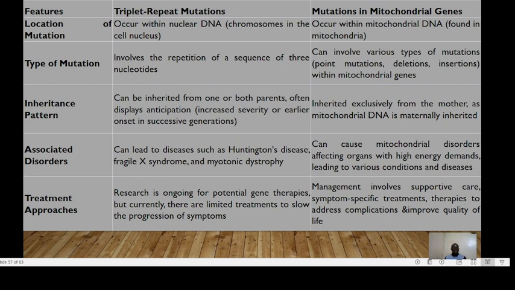For the treatment approaches, triplet repeat mutation, we have research that is underway for potential gene therapies, but currently there is limited treatment to slow the progression of these symptoms. For the mutations in mitochondrial genes, management involves supportive care, symptom-specific treatment, therapies to address complications and improve the quality of life.